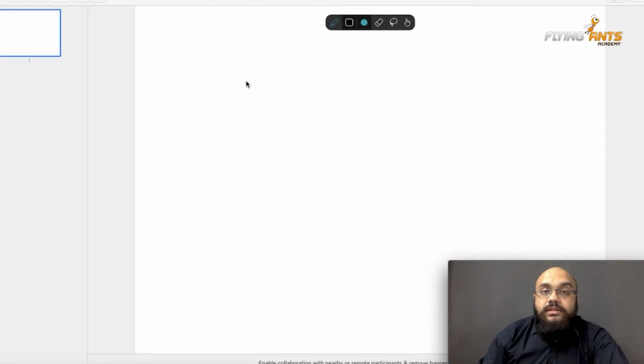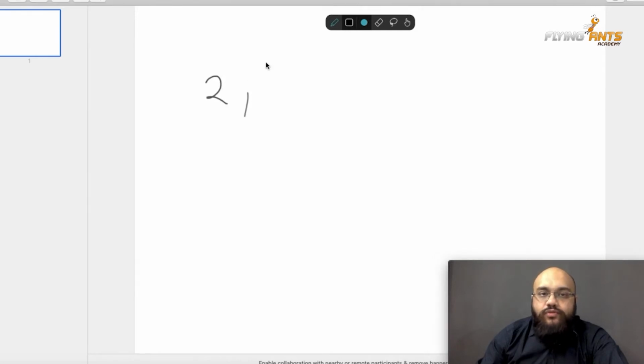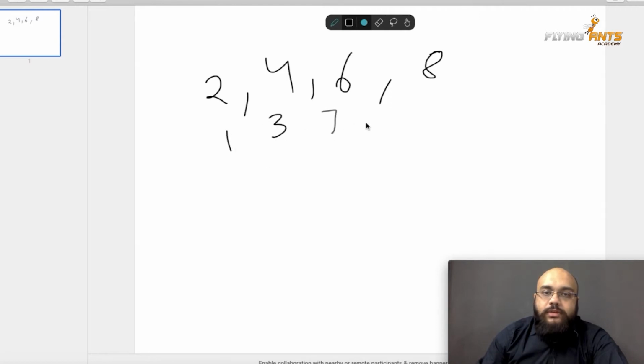Okay, so for our first example, let's say we want to find out if a number is even or odd. So you must be aware that even numbers are like 2, 4, 6, 8, and so on. So these are all called even numbers. And odd numbers are like 1, 3, 7, 9.